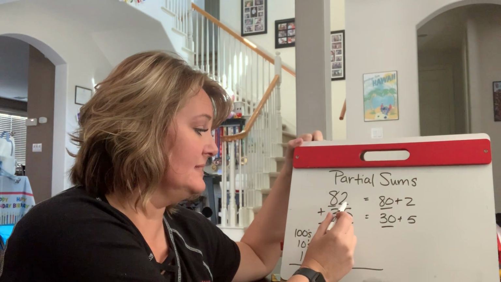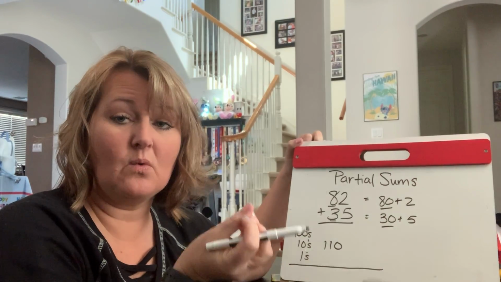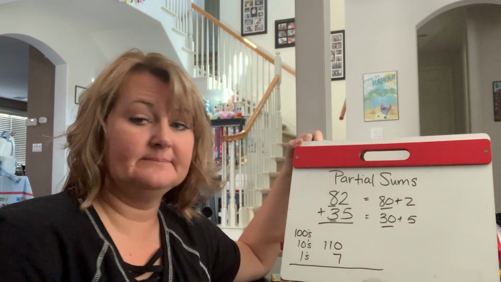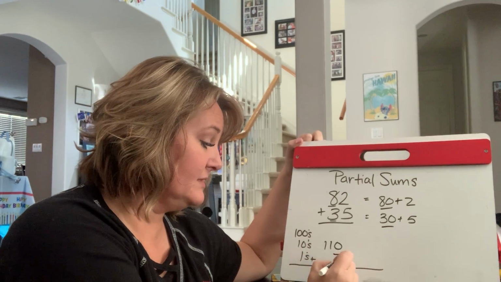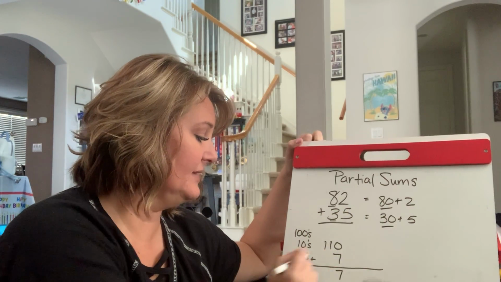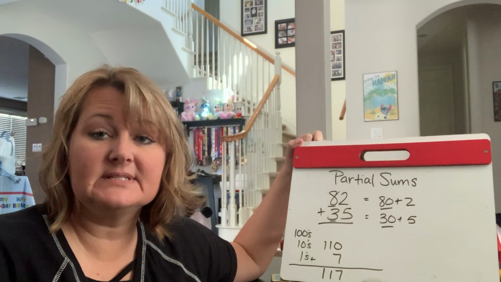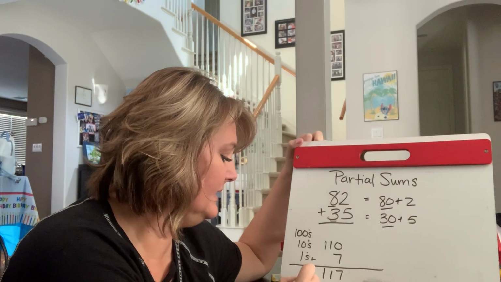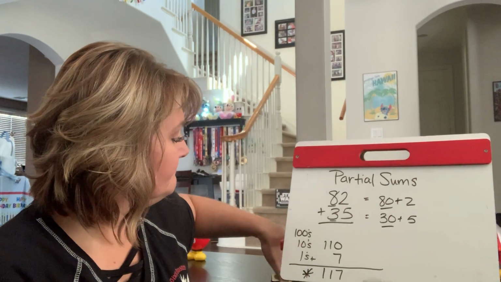Then I can go to my ones. Now my ones, of course, I don't have to add a 0 to. They represent singles, ones. 2 and 5 is only 7. Now I can add these together, and of course, I'm adding straight down. So 0 plus 7 is 7. 1 and 0, 1 and 0, I've got 117. I've already figured out the problem. This is my answer.